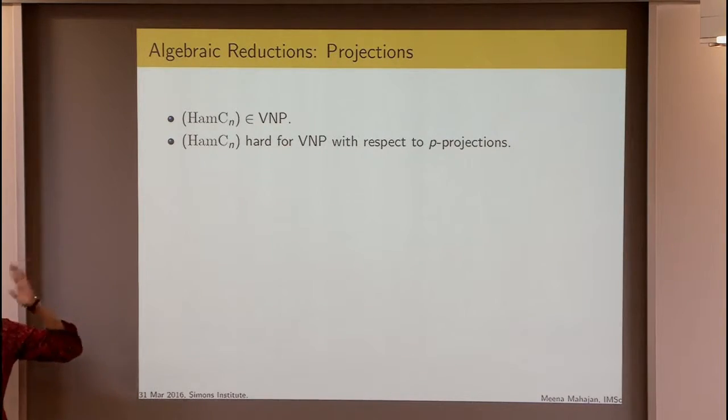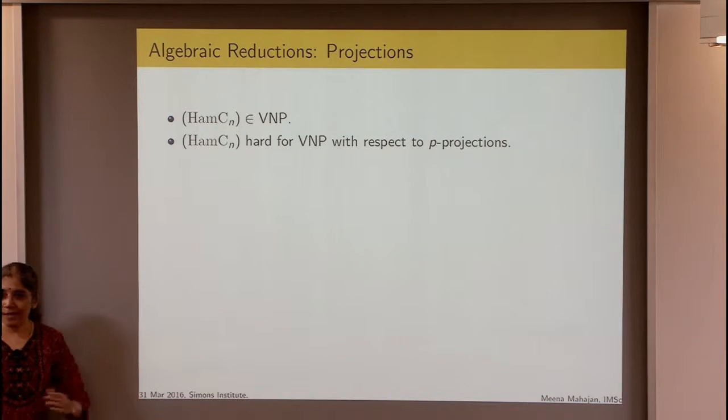So it's clear that the Hamilton cycle polynomial is in VNP. It's very easy to see this. And in fact, it is hard for VNP. So it's one of the hardest polynomials out there. That's also not a surprise.